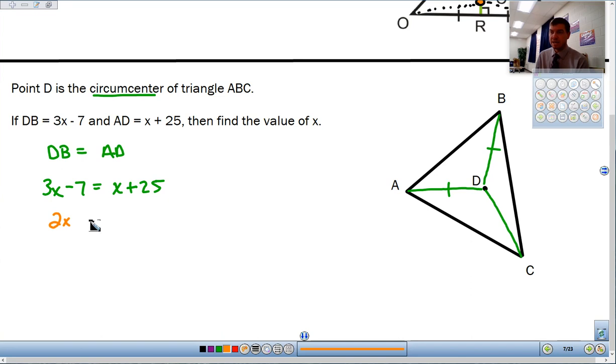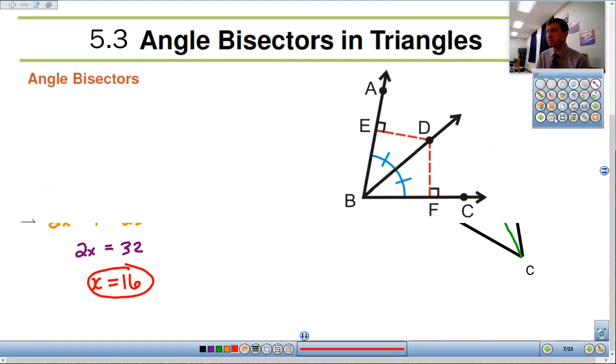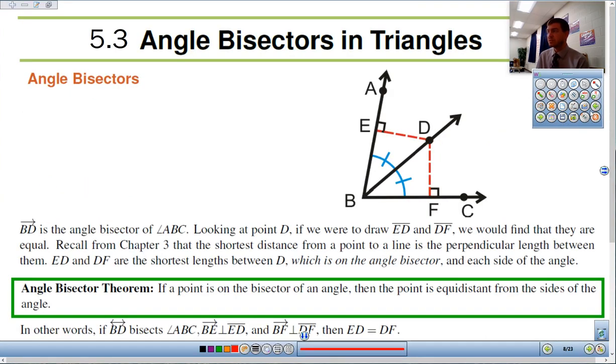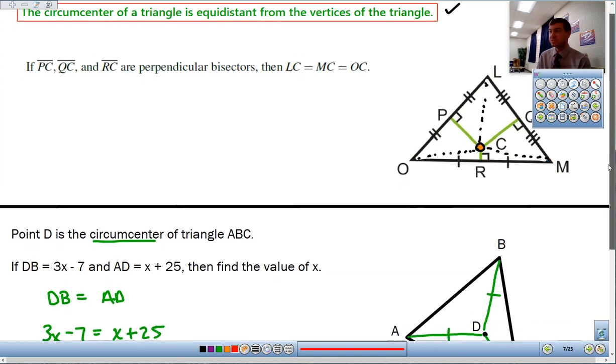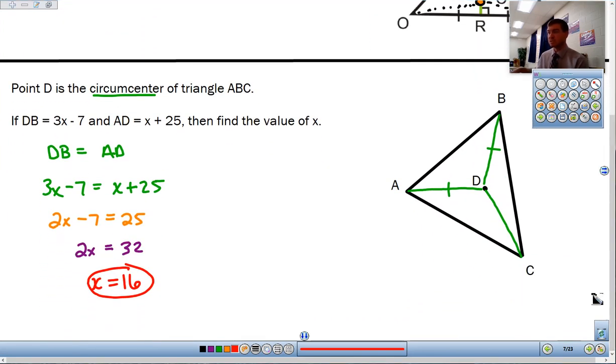Subtract the x to get 2x minus 7 equals 25. Add the 7 to get 2x equals 32. Divide by 2 to find that x is 16. So anytime they're telling you about a circumcenter, you know that it's equidistant from the vertices, and you can use that to answer questions.